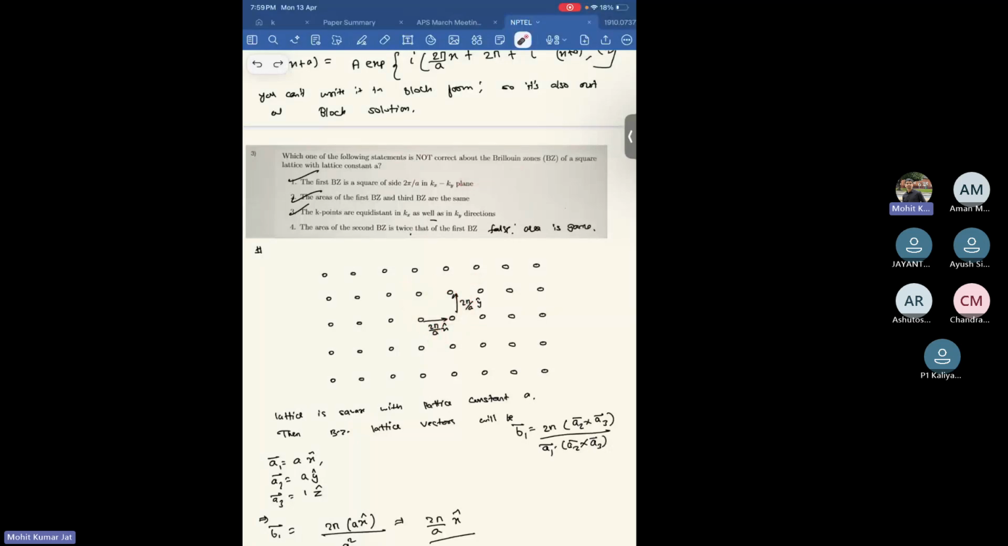Option A is correct. And the area of any Brillouin zone, first, second, third, fourth, fifth, all the Brillouin zones have the same area. That's the basic concept. The first option is correct, the second is correct. The k points are equidistant in kx as well as in the ky direction. This is true if the lattice is square. If it is rectangular, then it won't be true. The area of the second Brillouin zone is twice that of the first Brillouin zone? No, all the Brillouin zones have the same area.